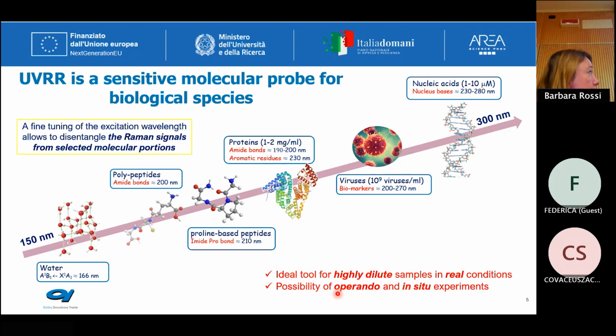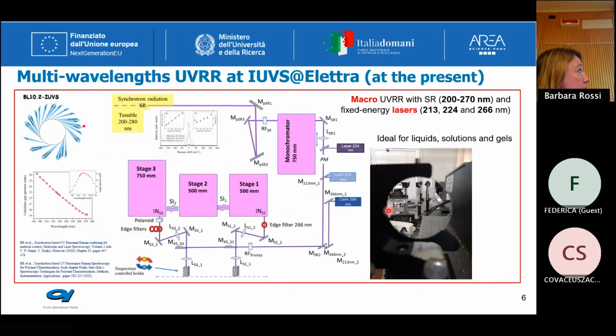The technique is an ideal tool for the study of highly diluted samples in real conditions, with the possibility to make operando and in situ experiments, thanks to the fact that the sample does not require special pretreatment. Here we can see the layout of the IUVS beamline, which is the beamline dedicated to UV Resonance Raman spectroscopy, multi-wavelength UVRR experiments.